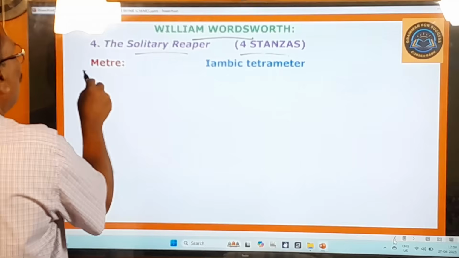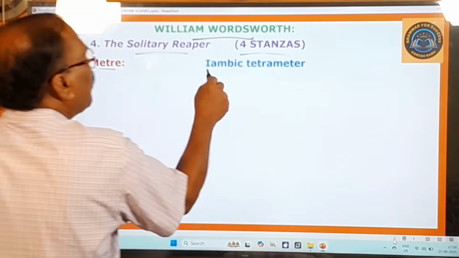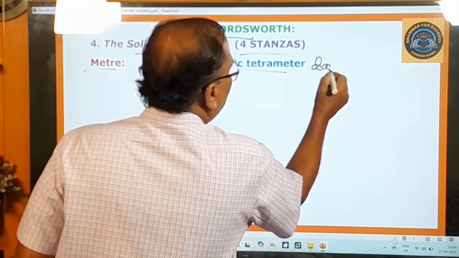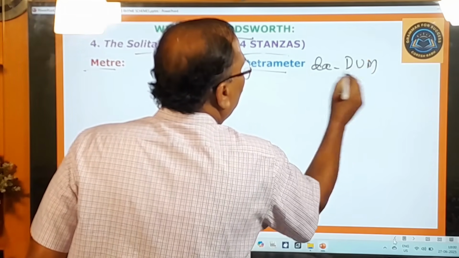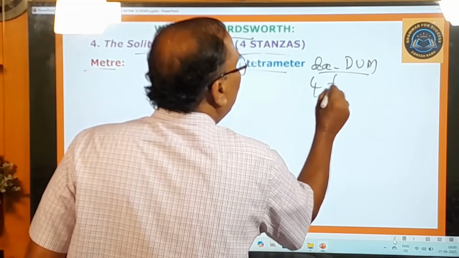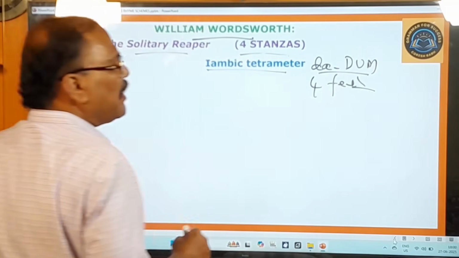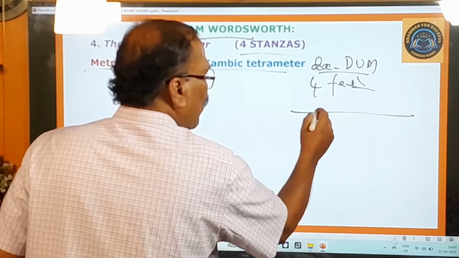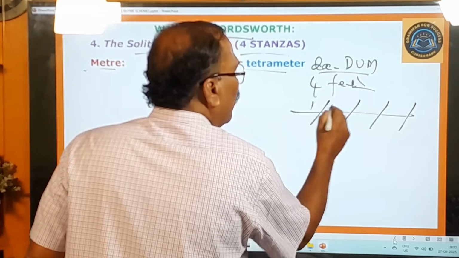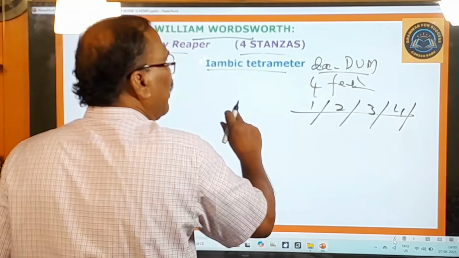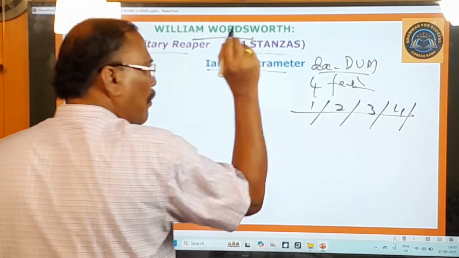And here, the meter followed in this poem is iambic tetrameter. It is the iambic foot only. Iambic means the dhum, this is the iambic foot, no doubt about that. But tetra means 4, so 4 feet will be there. That means in a poetic line, 1, 2, 3, 4, 1, 2, 3, 4. So 4 iambic metrical feet will be there. Then that is called iambic tetrameter.